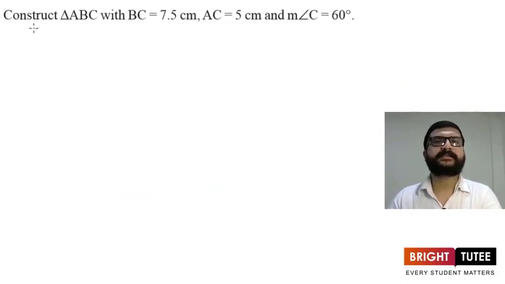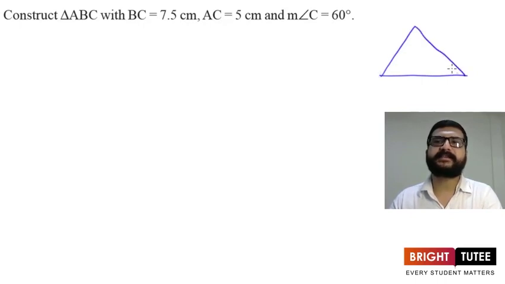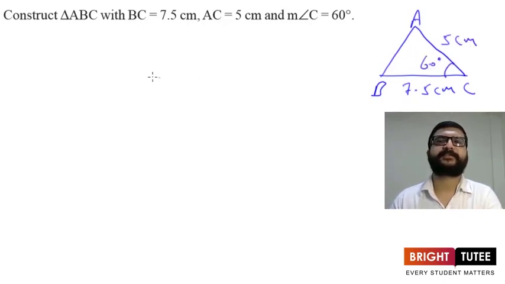Now the question is, construct triangle ABC with BC as 7.5 centimeters, AC as 5 centimeters and measurement of angle C as 60 degrees. So let's draw a rough sketch. We need a triangle ABC. Let's say here is triangle ABC. BC is 7.5 centimeters and AC is 5 centimeters and angle C is 60 degrees. So now let's construct this triangle.